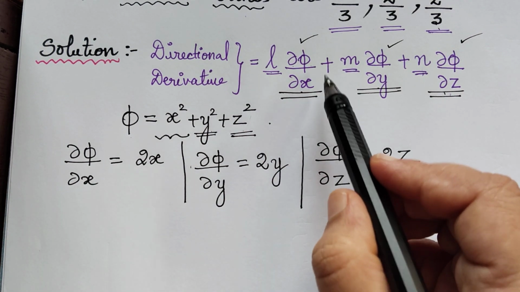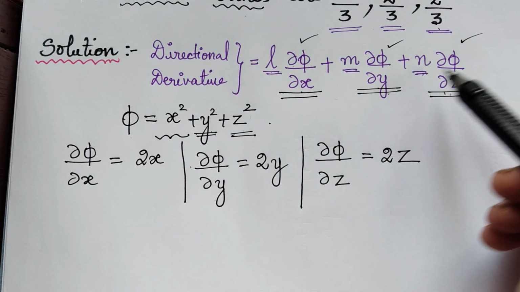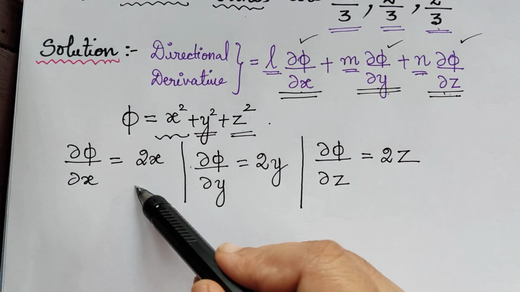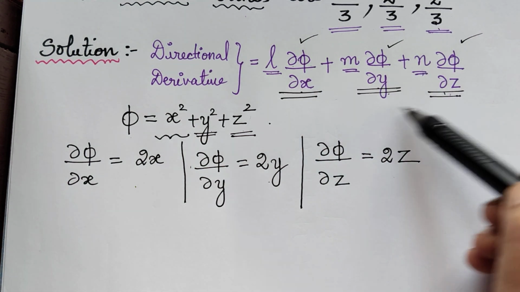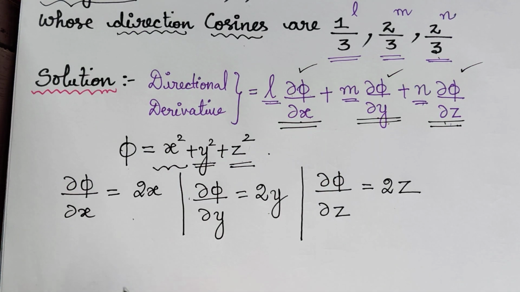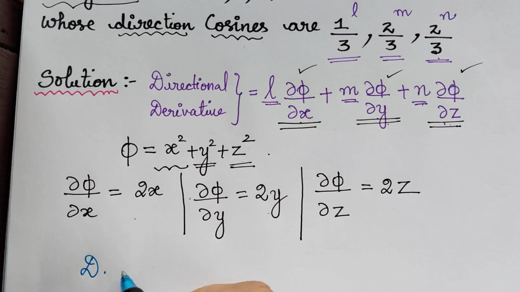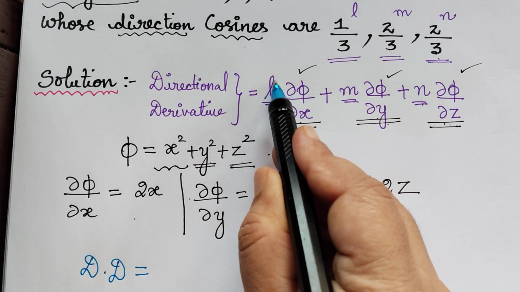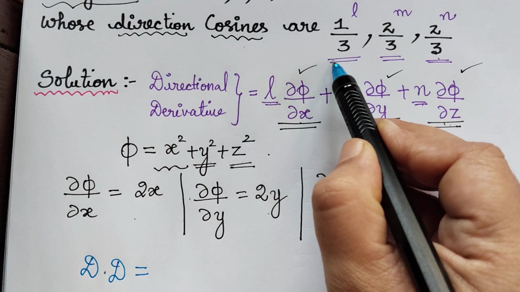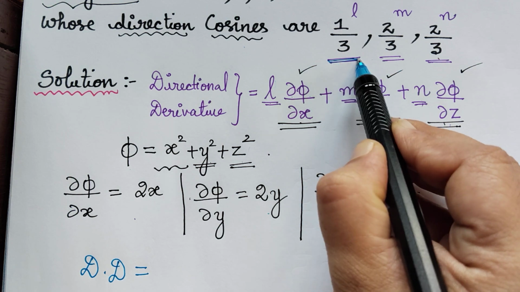So we have obtained ∂φ/∂x, ∂φ/∂y and ∂φ/∂z. We have to substitute each of these values in this formula now. So therefore, the directional derivative, shortly I'll represent it as DD, is equal to, first we have to substitute l. What is the value of l? I told you it is 1 by 3.